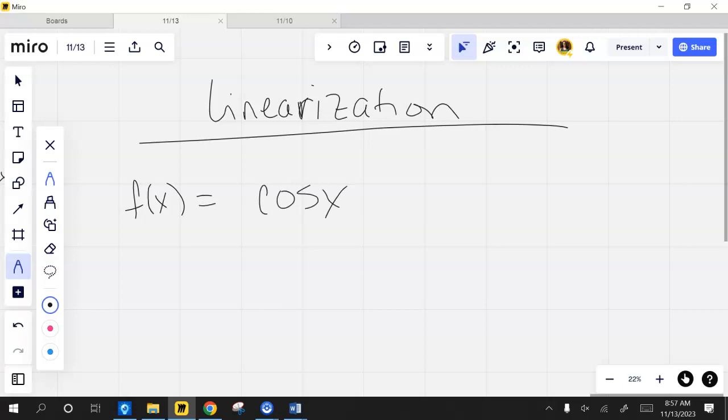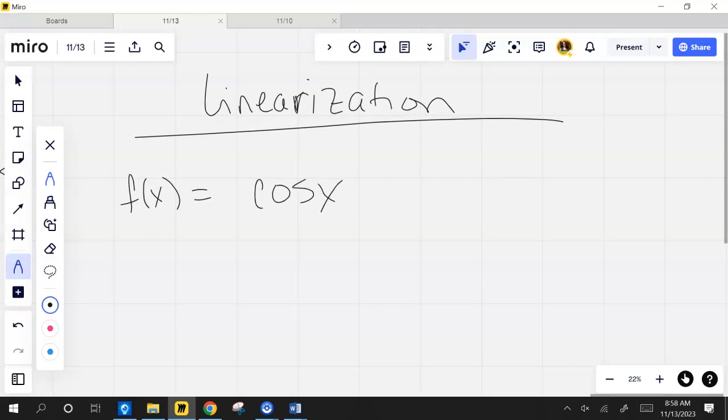And they want you to write this linear equation that will kind of represent the function at a certain area. And then they'll give you an x value. And then they'll say, use your linear equation to estimate when x is 1.75. Because if you just plug 1.75 in here, it would be hard for you to find a value at 1.75, right? What is the cosine of 1.75? Don't know.